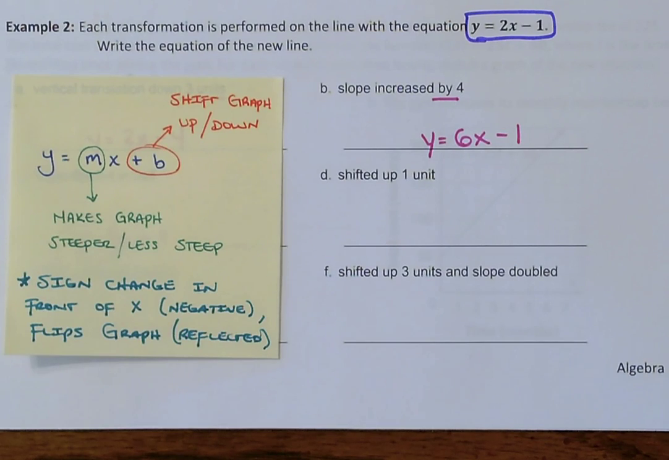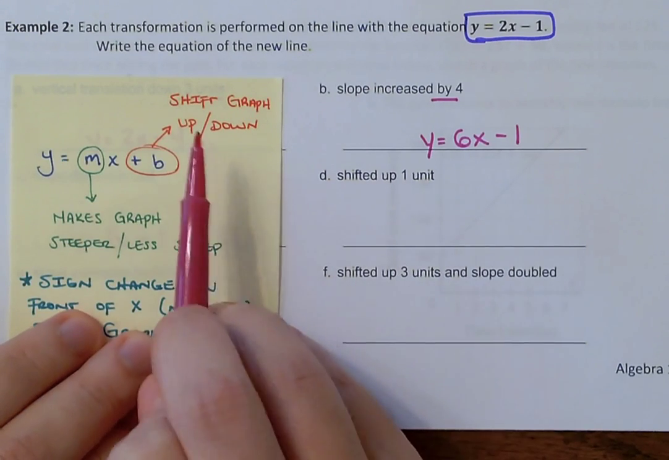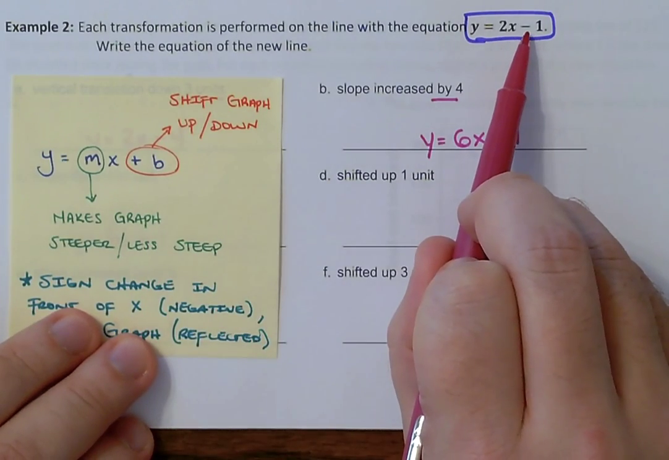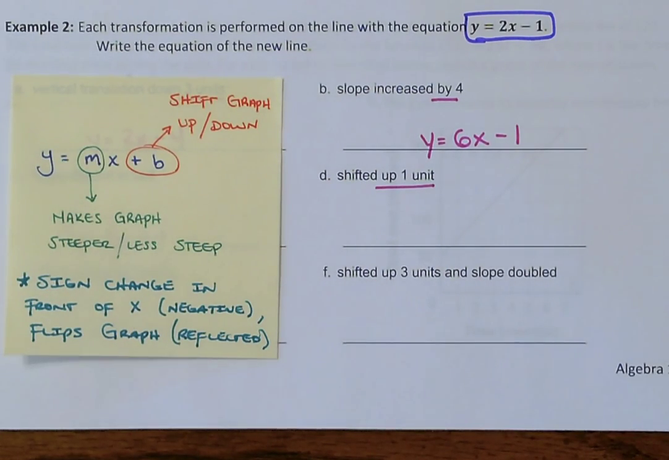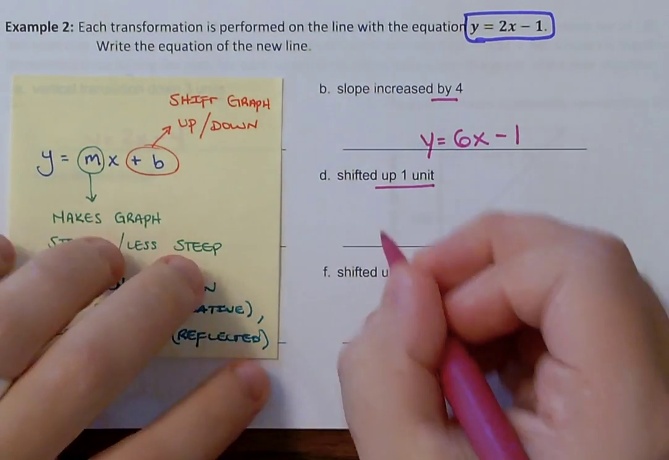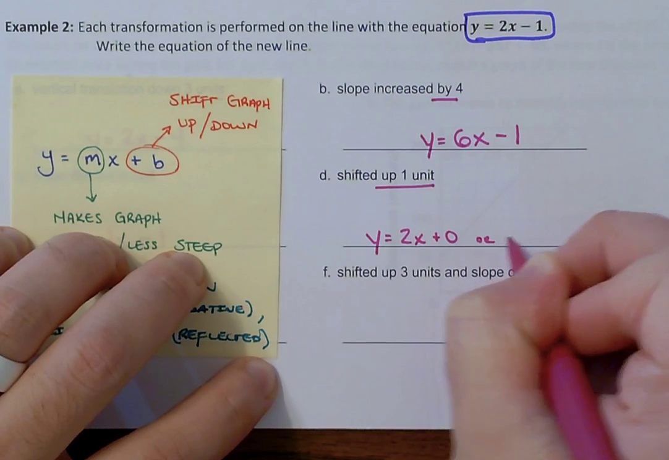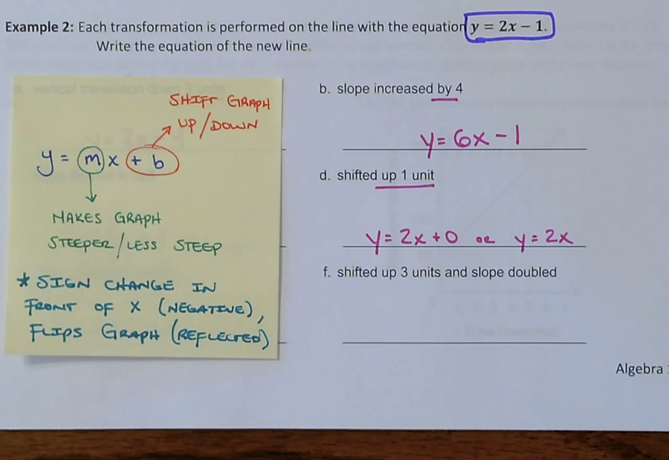All right, for part D, it wanted us to shift the graph up 1 unit. Again, shifting a graph up or down is going to affect the plus or minus at the end. So because this is minus 1, to shift it up 1 means we need to add 1. So negative 1 plus 1 would give us y equals 2x plus 0, or y equals 2x. Now, if they wanted you to shift it up anything more, we would then move up into the positive numbers, as we see with f.